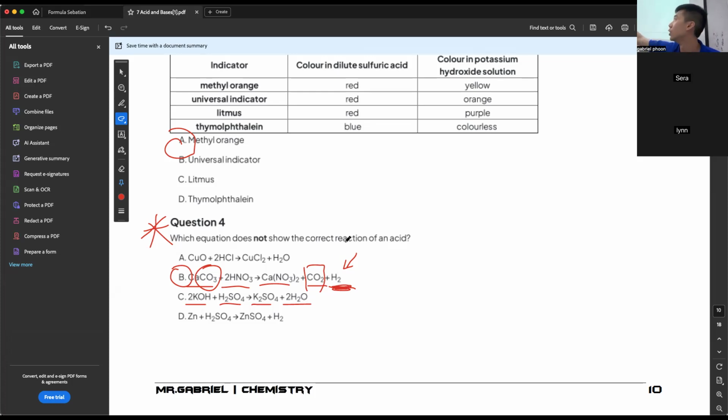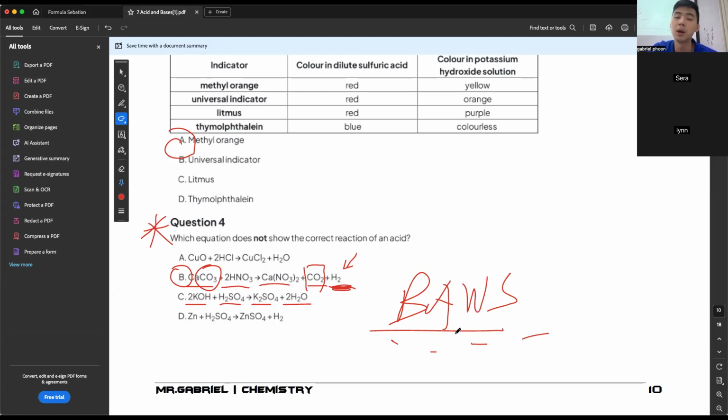The only thing I want to know is whether I can identify this is going to be a base and this is going to be an acid. Base and acid always make salt and water. Remember BAWS? Base, acid, water, and salt. So it's always about the trend. You may try to memorize all the salts and all the combinations, blah, blah, blah. I don't do that. You can, but it's better that you identify the trend. It's easier for you to attempt the questions that way.